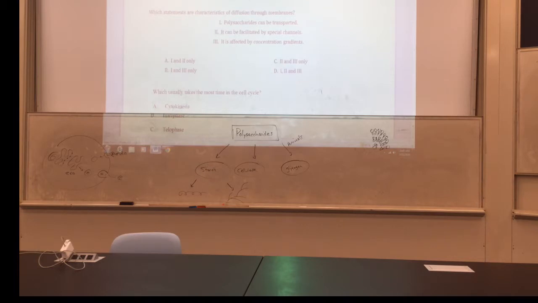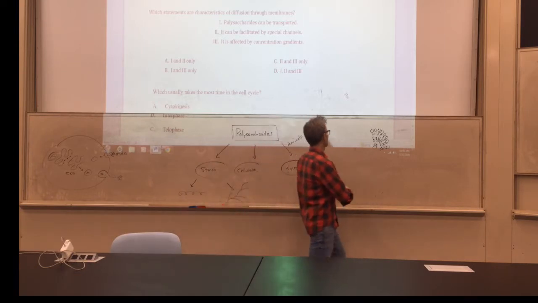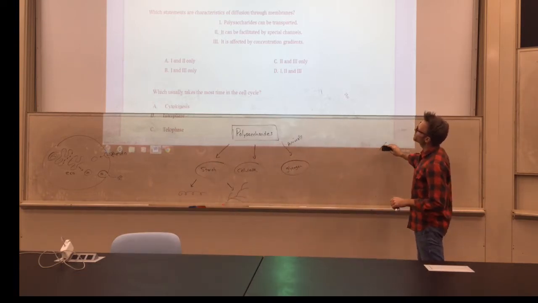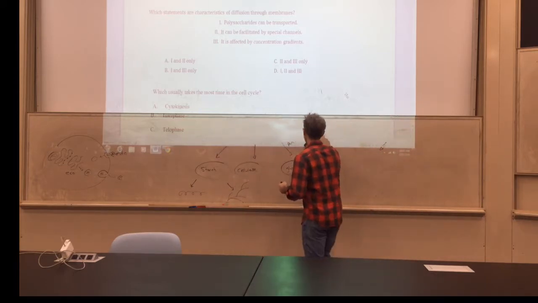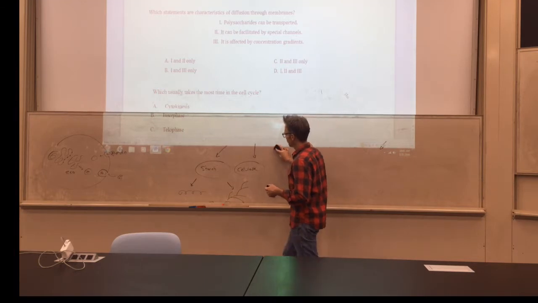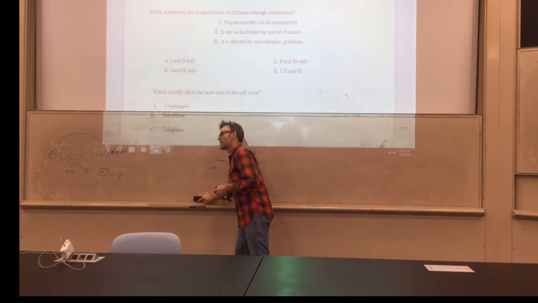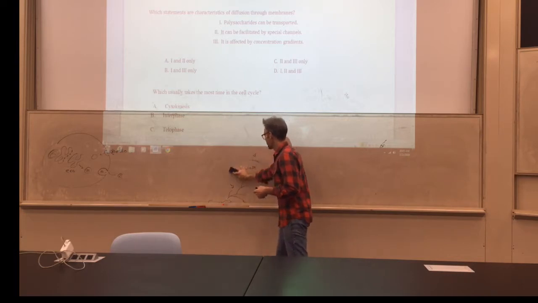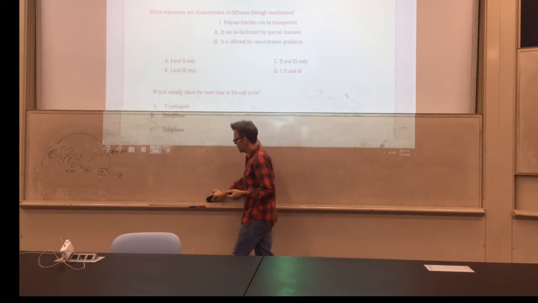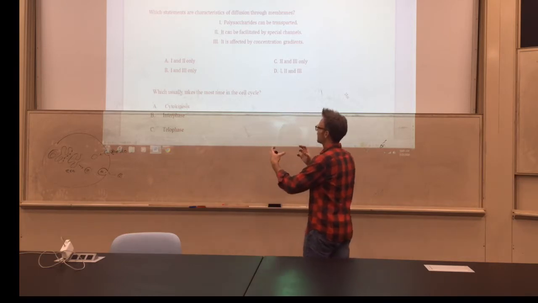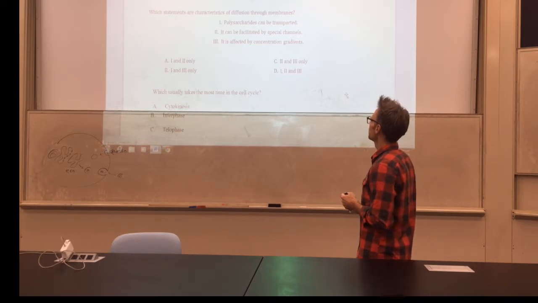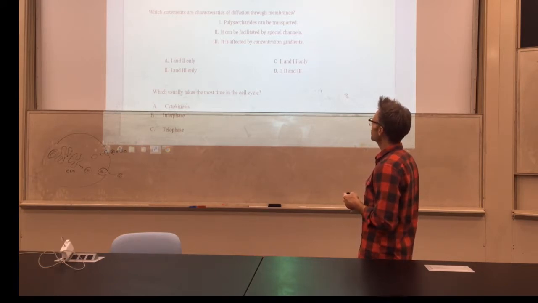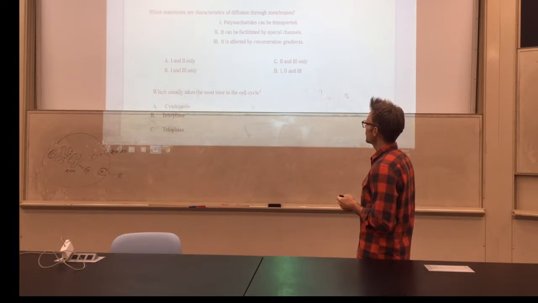All right, let's talk about diffusion. Let's first see how we did on this. Which statements are characteristics of diffusion through membranes? 2 and 3. So polysaccharides don't diffuse, okay? You need some sort of larger process to get them in. Actually, polysaccharides you can't even bring in. So you have to bring them in as glucose, and a lot of times, like when we're making glycogen, they're condensed inside the cell, large molecules. So it can't be one. Facilitated by special channels, sure. Is affected by concentration gradients, yeah.